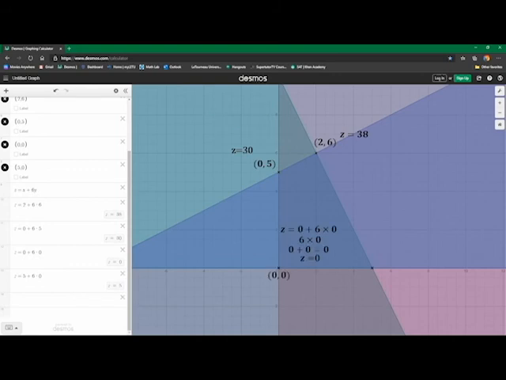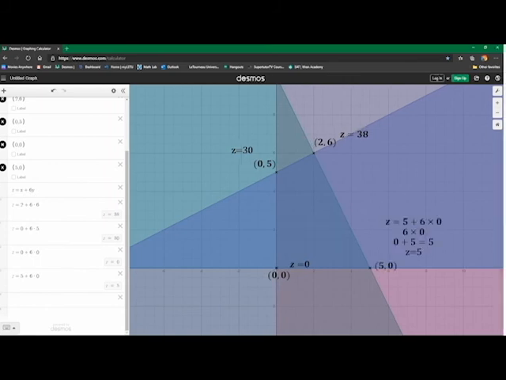Our second to last point was at 0, 0. We get z equals 0 plus 6 times 0. We start with 6 times 0 is equal to 0. Add 0 and get 0. Our last point was at 5, 0. We get z equals 5 plus 6 times 0. We start with 6 times 0 equals 0. Add 5 and get 5.